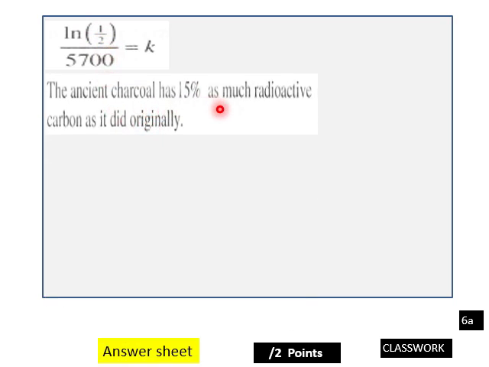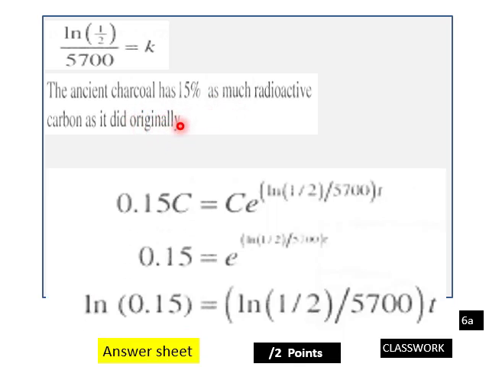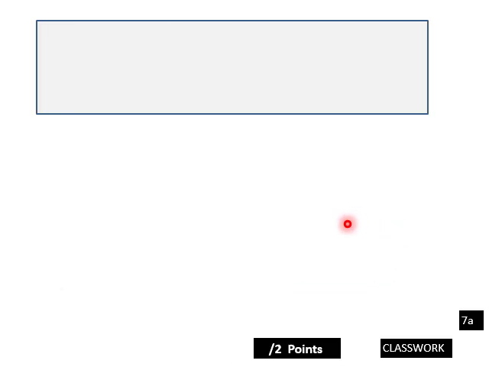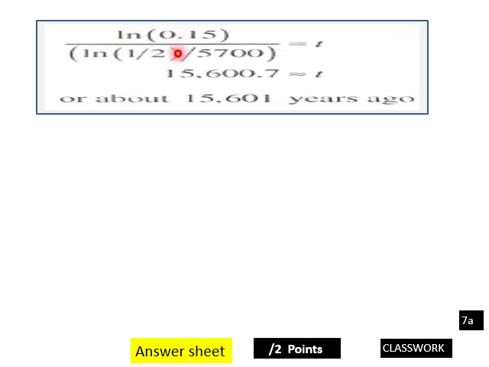So the ancient charcoal has 15% as much radioactive carbon as it did originally. That's given. So now we plug in 0.15C equals Ce^((natural log of 1/2 over 5,700)t). So we want to solve for t here. The first idea is 0.15 equals e to that power. We're going to divide out C from both sides. Then we're going to take the natural log of both sides here. Natural log of 0.15 equals natural log of 1/2 over 5,700 times t. And then for t, we're going to solve for t now, over this amount here.